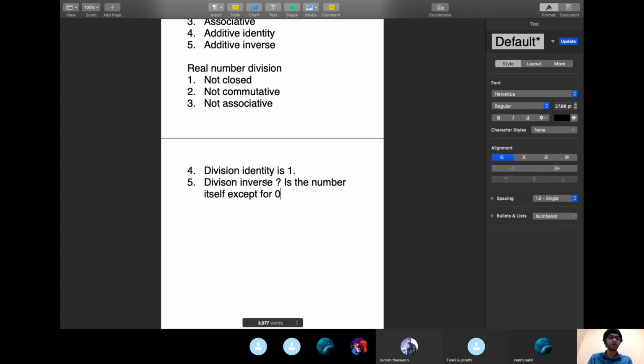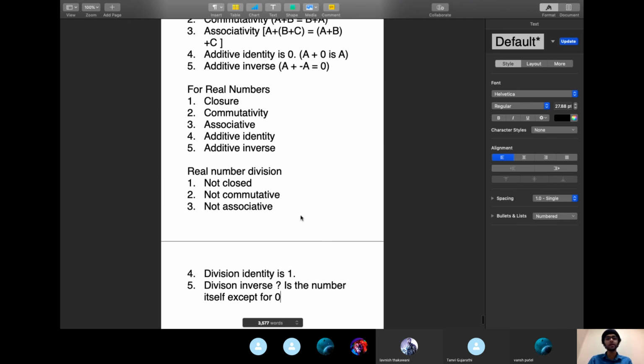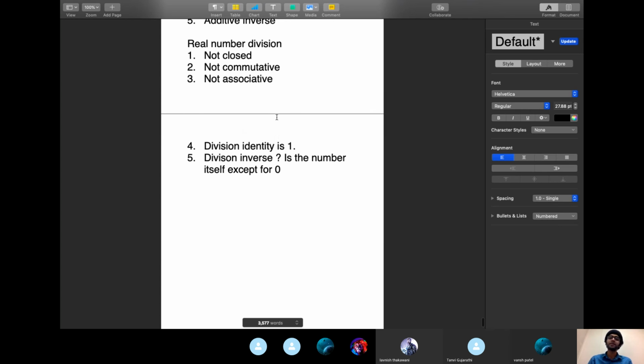Think for some time. You can take any number, divide that number by itself, and we'll always get 1. Correct? We can always divide the number by itself to get 1, just like how we could always add a number to its inverse to get 0. In this situation, we can always divide the number by itself to get 1, except for 0.